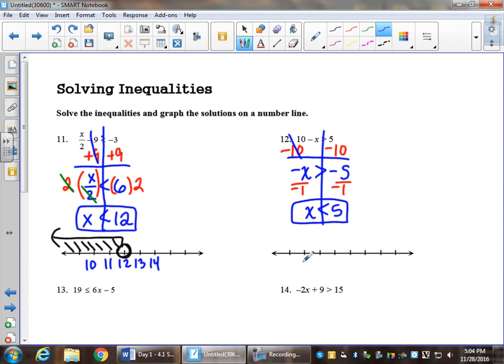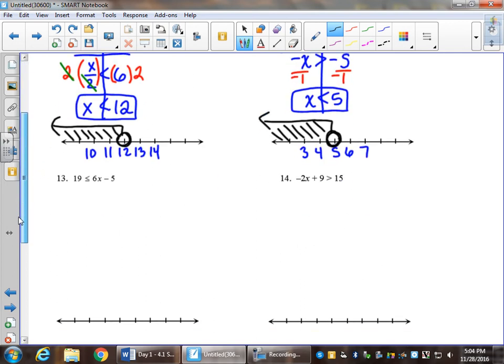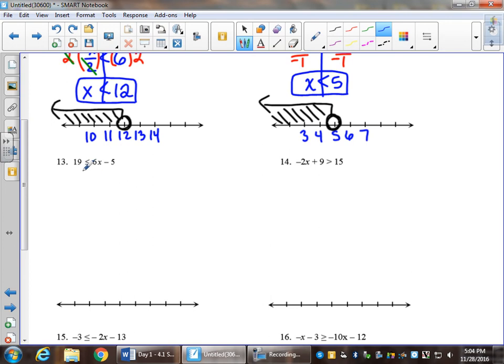Let's get some numbers here. So 3, 4, 5, 6, 7. That's good enough. Open or closed on 5? Open. Open circle, left or right? Less than 5 will be left. Number 13, line down the inequality sign.